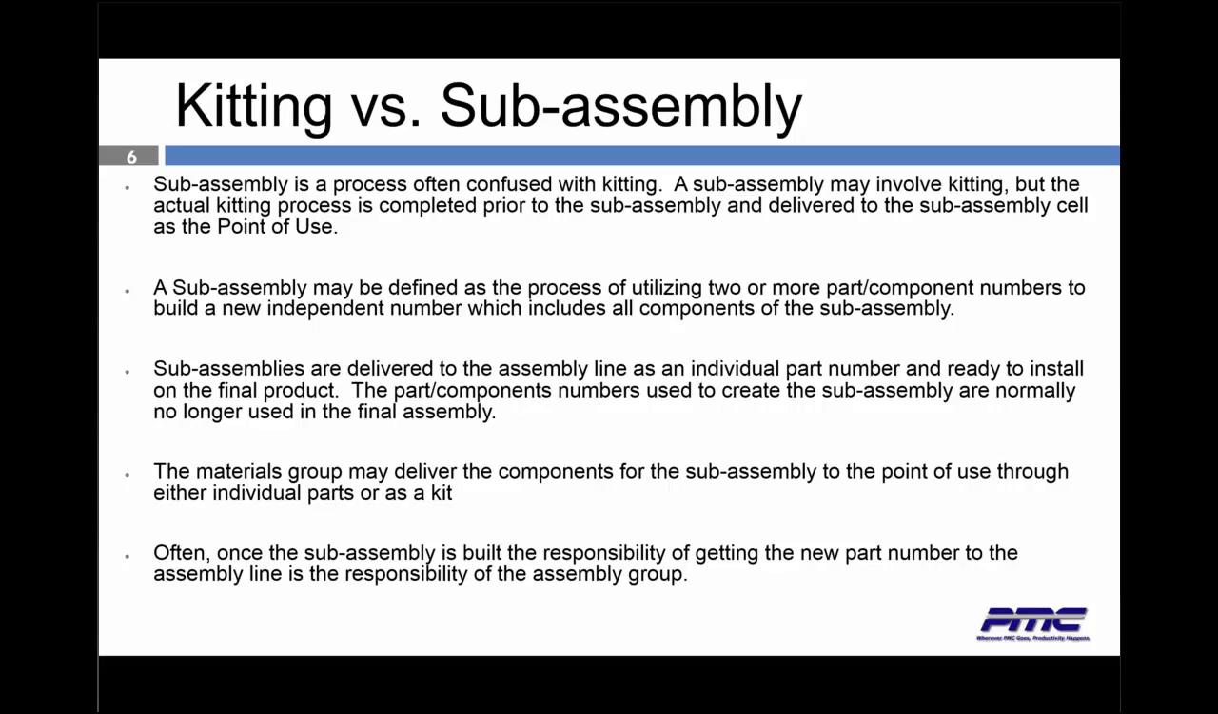Once the sub-assembly is built, responsibility for getting the new part to the assembly line generally does lie on the production group, the assembly group's responsibility. However, it does have to be looked at. If the sub-assembly is being built quite a distance away from the point of use, arrangements may have to be made for materials to bring that sub-assembly to the line. So you've got to remain flexible and open-minded on it.